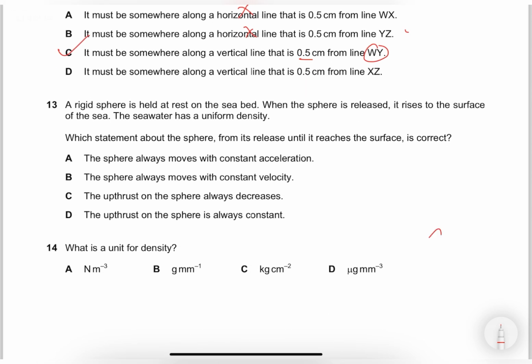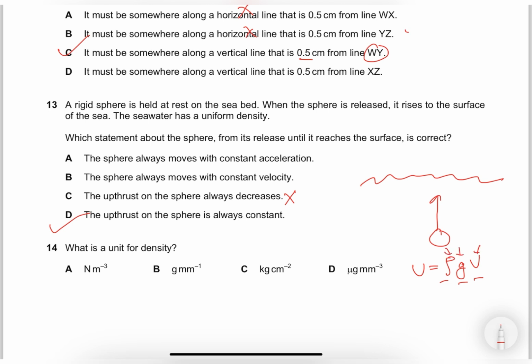Rigid sphere rests on seabed. It is resting. This is the top. Okay, it is rising now. Which one is correct? If we look carefully, the formula for upthrust is rho g V, and all three are constant. So upthrust on the sphere will also be constant. It will never decrease. It is only dependent on these three, and these three are constant.